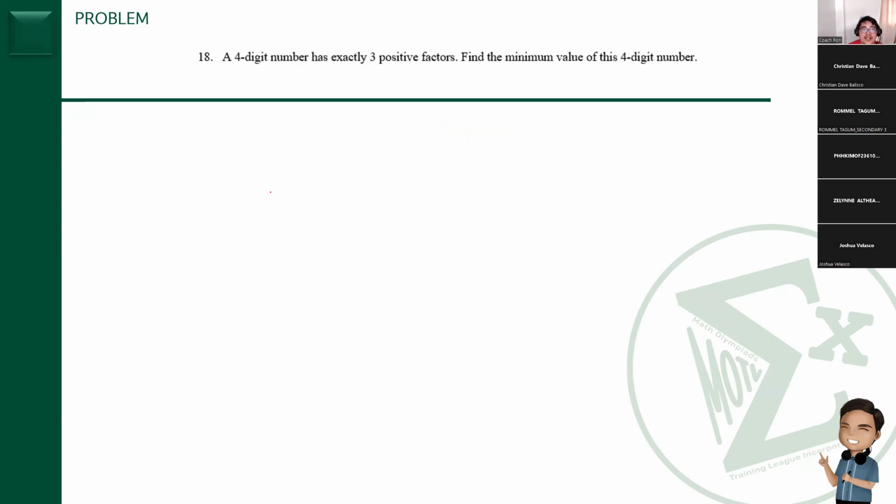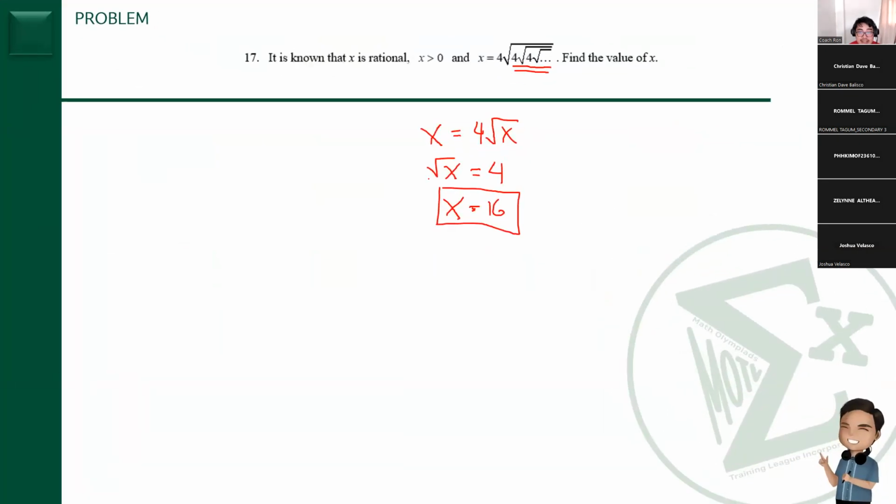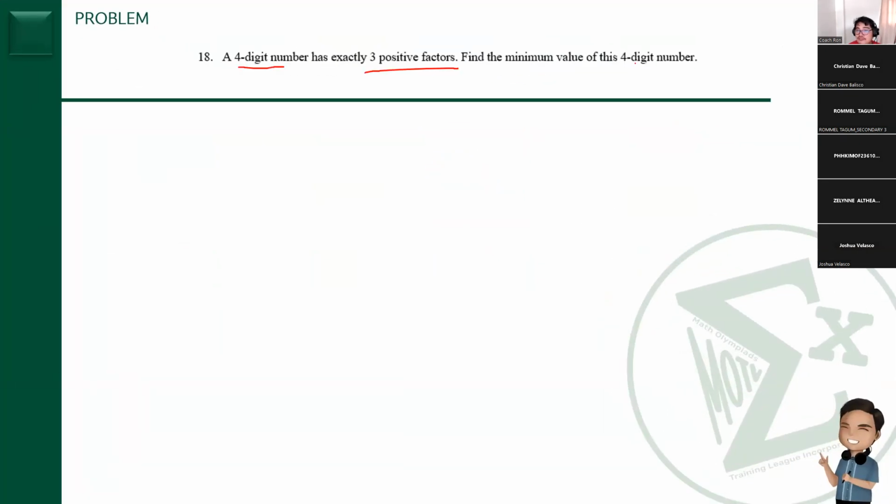Okay. A four-digit number. All right. Wait a minute. While we're at this one, I want us to view number one again. A four-digit number has exactly 3 positive factors. If you look back into number one, how do we get 3 positive factors again? The square of a prime. So let's recall that one. If we want 3 factors, it should be a square of a prime. We want a four-digit number that's the square of a prime.